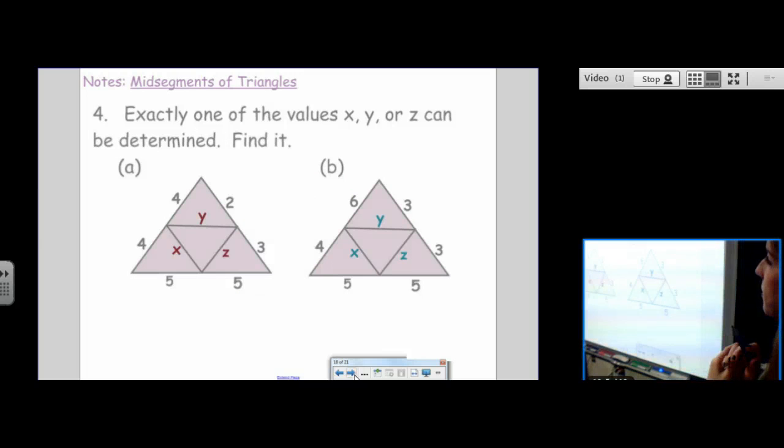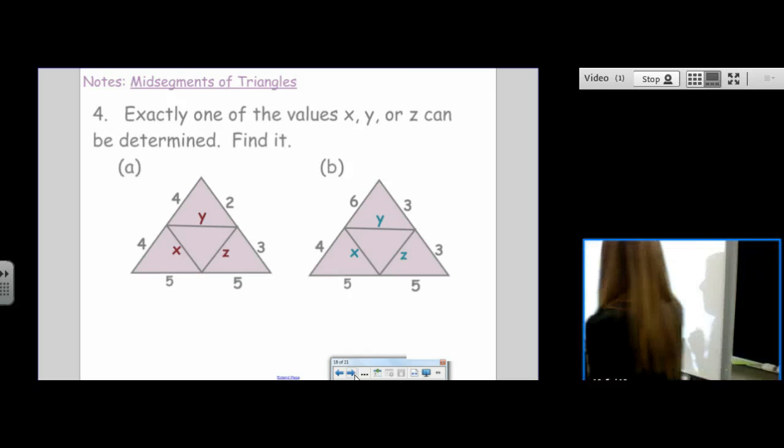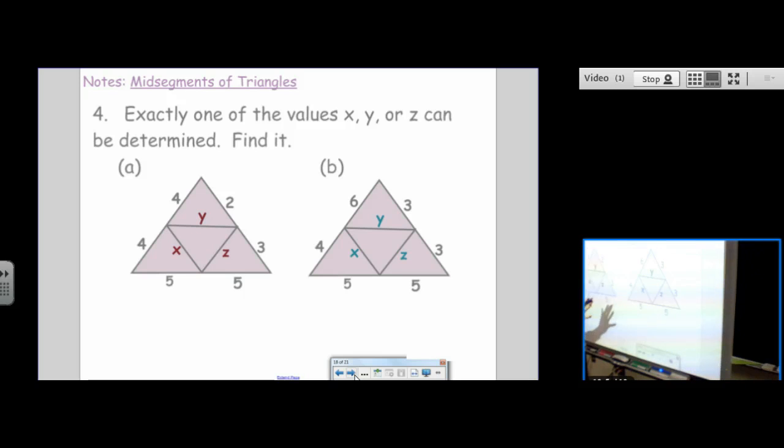Okay, this is the last problem. Exactly one of the values x, y, or z can be determined. Find it. This problem is really important, so let's talk about it. We want to identify which points are actual midpoints. This one is an actual midpoint because 4 equals 4. This one is an actual midpoint because 5 equals 5. This one is not a midpoint because 2 doesn't equal 3. So you connect your midpoints, and now we know which one can be found.